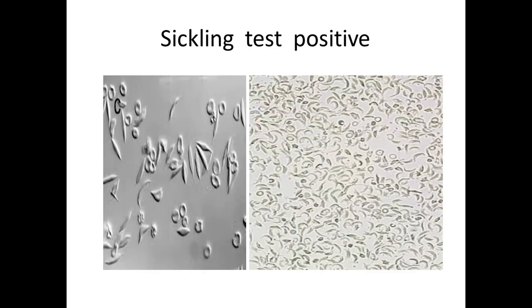Now what is the observation? If the patient has sickle cell anemia or sickle cell disease, we get a picture like these two pictures. In these two pictures, RBC suspension is seen and the RBCs are not normal. Most of the RBCs are elongated like a leaf, or like a sickle. So when this occurs, the test is positive, that is, the sickling test is positive, and the patient has hemoglobin S, that is, sickled hemoglobin.